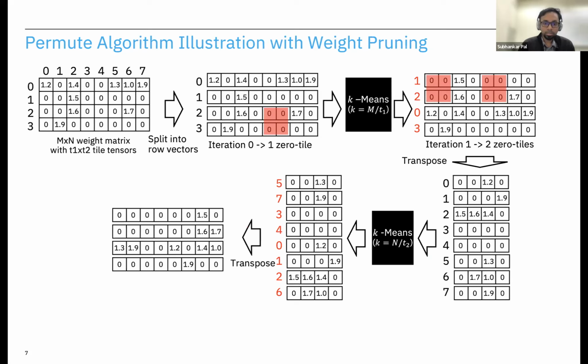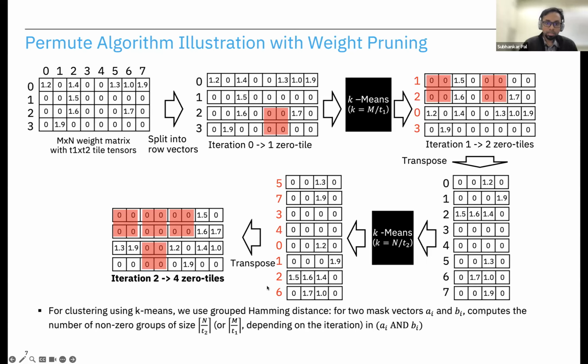And if we transpose it back, it turns out for this little example, we have arrived at the optimal number of zero tiles after just 2 iterations. So here it's 4 out of 8 zero tiles. But for larger matrices, we keep doing it iteratively until some convergence criterion is reached.